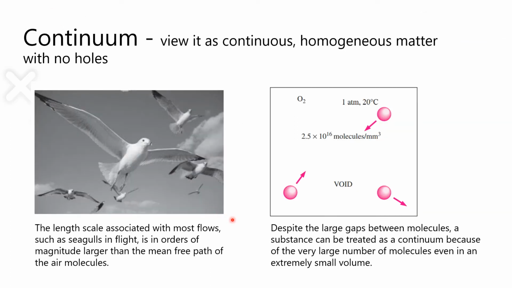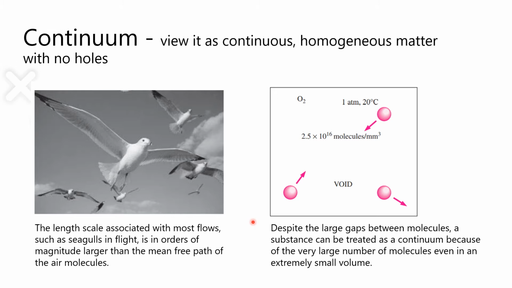Another concept to learn is about continuum. Matter is made up of atoms that are widely spaced in the gas phase. Yet, it is very convenient to disregard the atomic nature of a substance and view it as a continuous, homogeneous matter with no holes, and that is considered as continuum. The continuum idealization allows us to treat properties as point functions and to assume that the properties vary continually in space with no jump discontinuities.